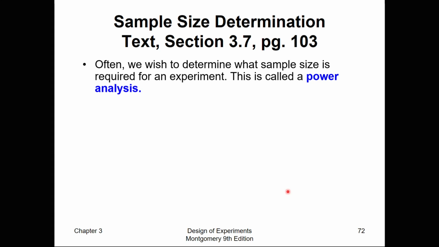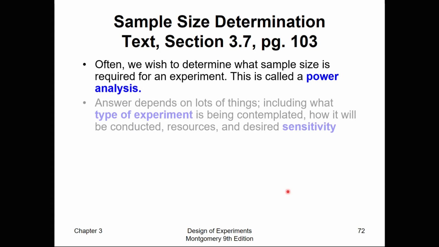Now this seems kind of weird because power is the probability that we don't miss something, in a sense, not committing a type 2 error. But we call it a power analysis when we're calculating the sample size. The reason it's called a power analysis is that we're usually determining the sample size necessary to achieve a certain power, given other things.